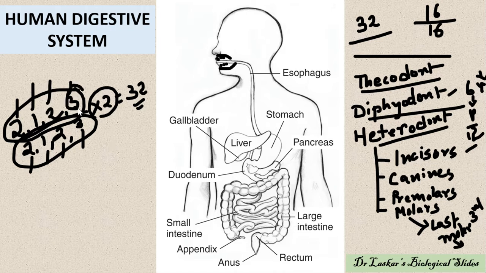You can see the last one, 3 molars are there. These are molars, 3 molars. The last molar, this one, is also called the wisdom tooth.